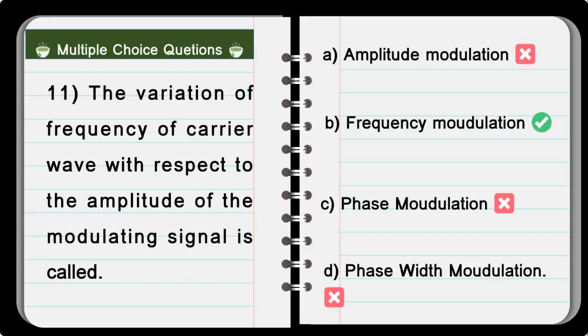Question number 11. The variation of frequency of carrier wave with respect to the amplitude of the modulating signal is called. Option A. Amplitude modulation. Option B. Frequency modulation. Option C. Phase modulation. Option D. Pulse width modulation. The correct answer is option B. Frequency modulation.